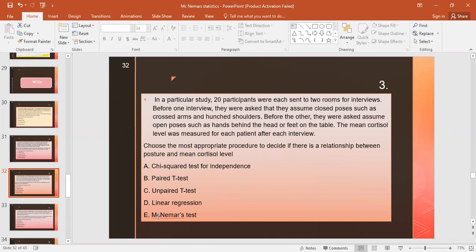B is the right answer, paired t-test, because there are two groups and we find out the mean cortisol level in each patient.